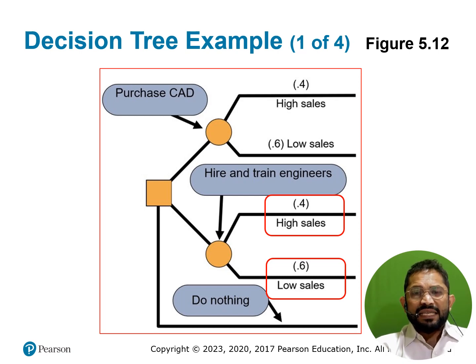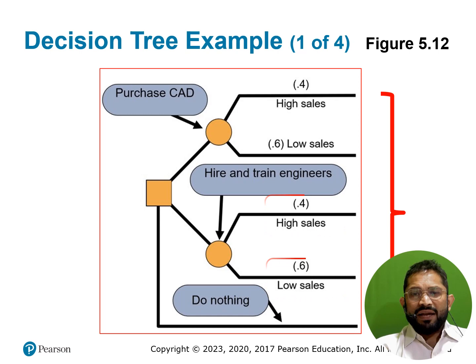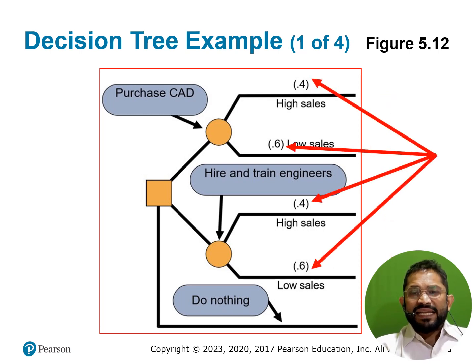Outcomes. These are the ends of the branches, which represent the final result of a decision path. Probabilities. Attached to the branches following the chance nodes, these numbers indicate the likelihood of each event occurring. In both cases, the probability of high sales is 0.4 and low sales is 0.6.